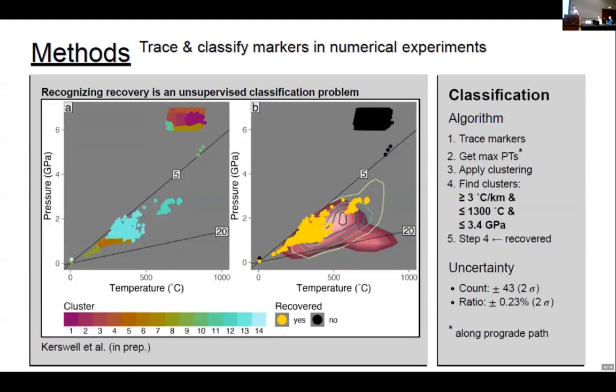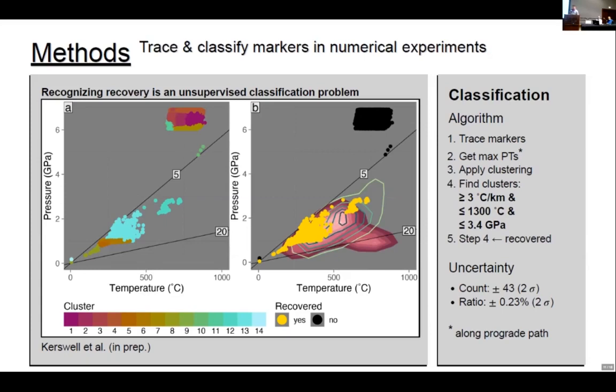So recognizing rock recovery in these numerical simulations is an unsupervised classification problem, because we don't actually know a priori which of these million markers are going to get subducted and which are going to get recovered. In order to automatically classify the markers as either recovered or not recovered, we wrote a classification algorithm which essentially groups markers according to characteristics of their PT paths and then assigns them as either recovered or not recovered. On the left PT diagram, you can see how the classification algorithm is grouping markers in different colors. And on the right, you can see how it's assigning either recovered or not recovered.